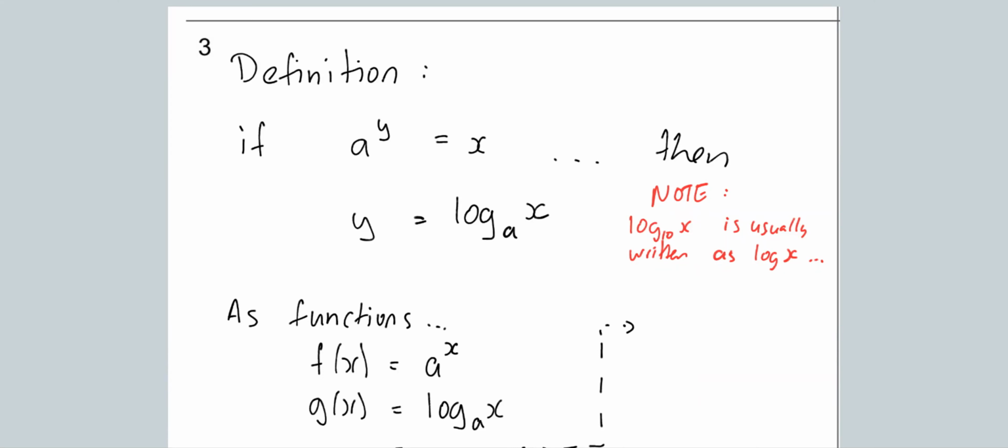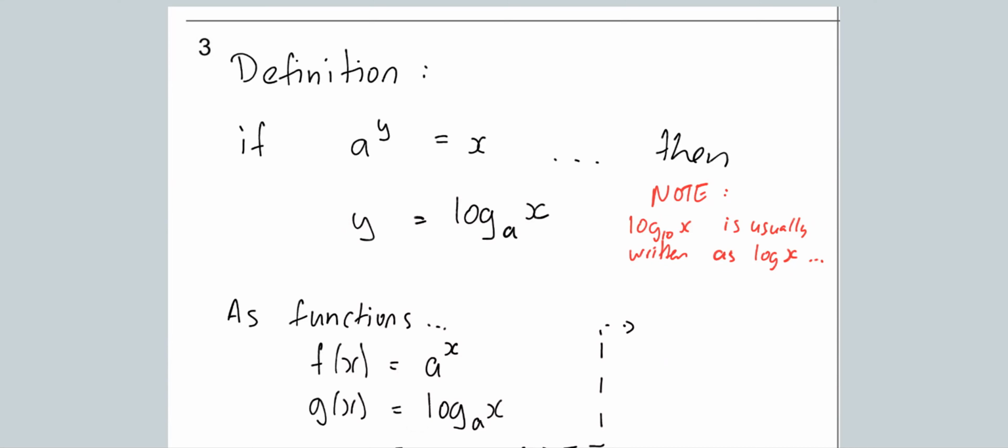Anyway, if I wrote them as functions, because this is what we're going to focus on today, then we would write f of x equals a to the power of x. Now this is our exponential function. So this is just our basic exponential function, because you can see that this is kind of the opposite, really. So g of x equals log base a of x.